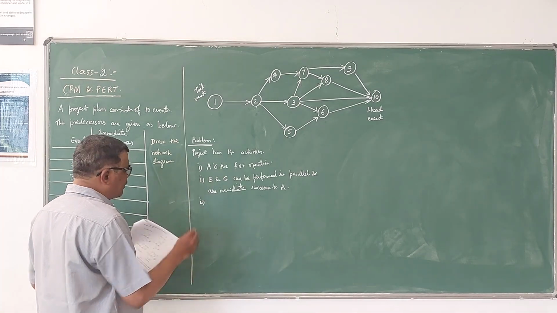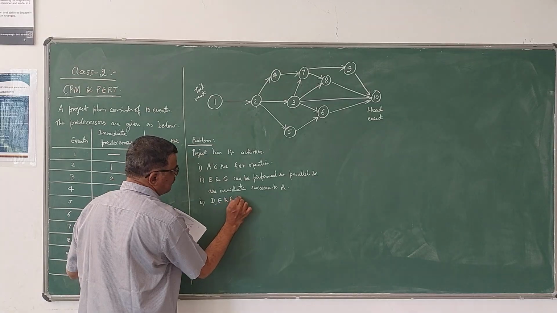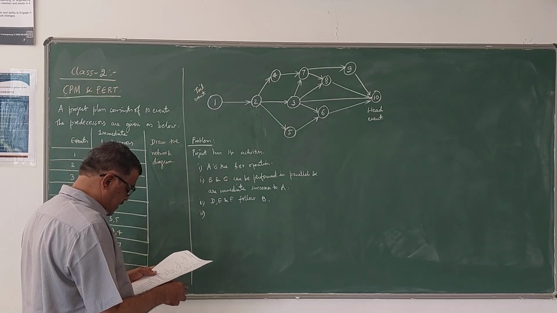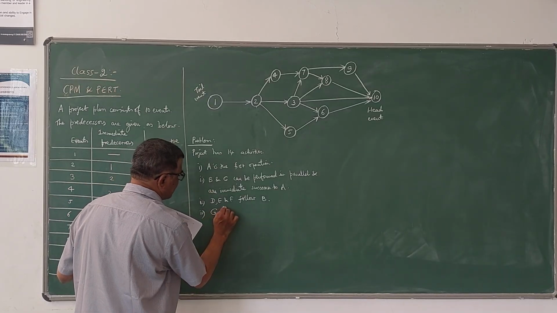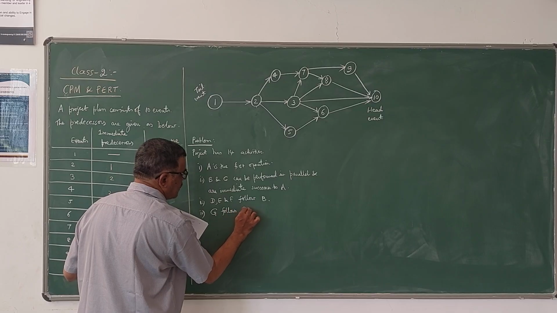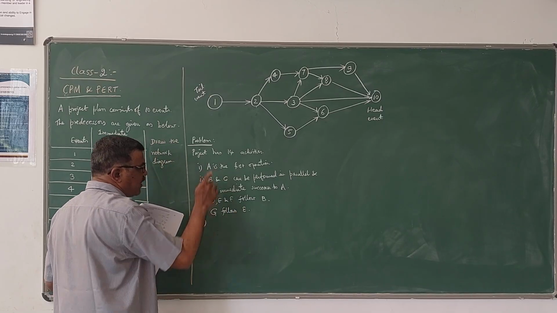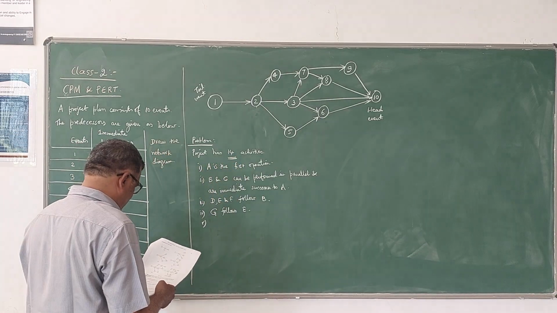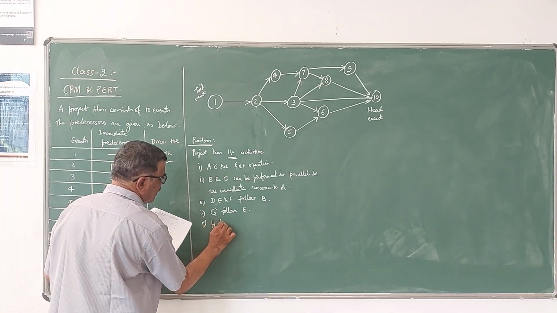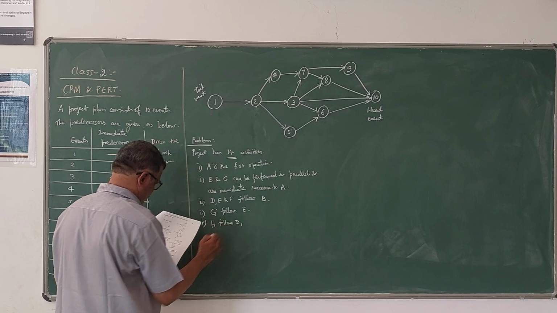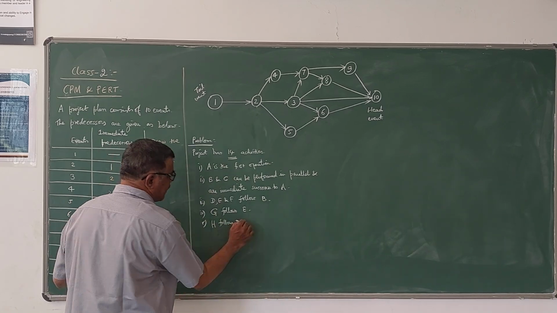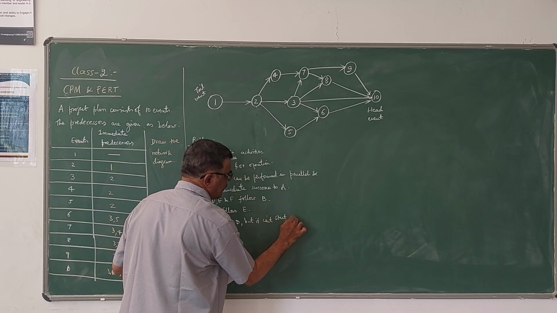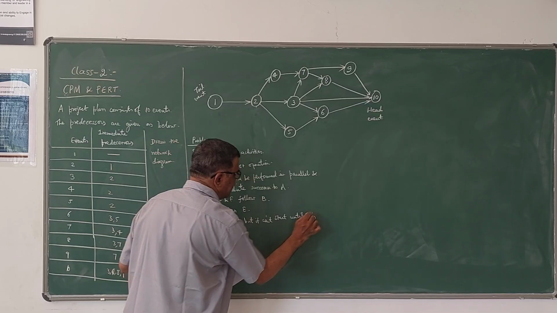Next, the third one. D, E and F follow B. Next, the fourth one. G follows E. So here A, B, C, D, etc. are the activities. Then H follows D, but it cannot start until E is completed.